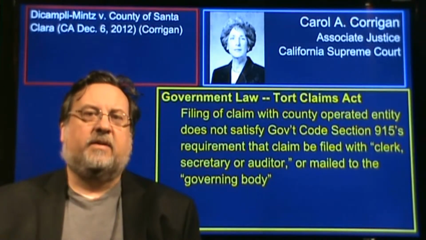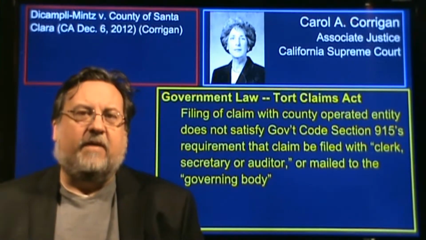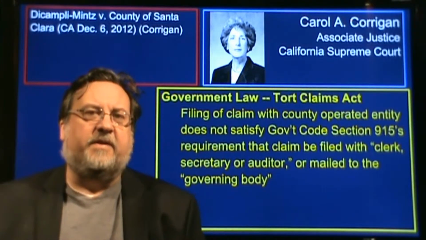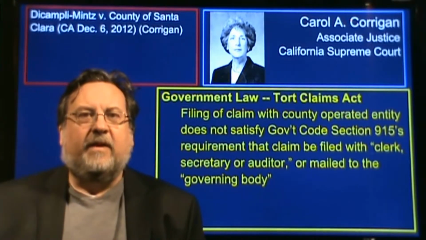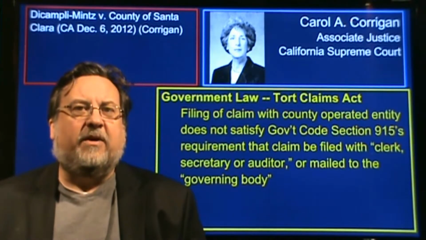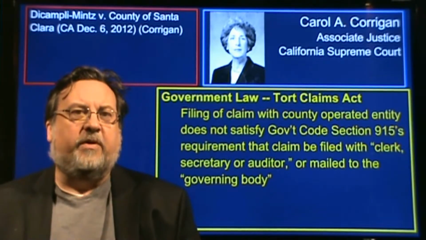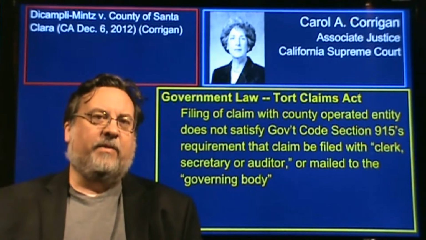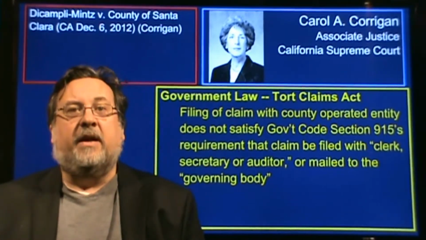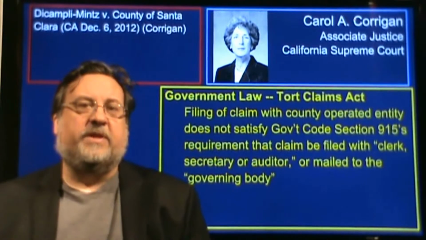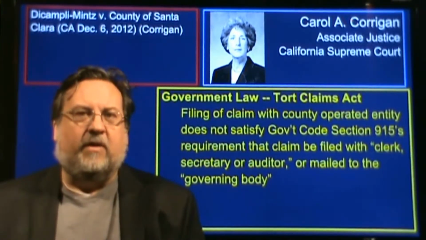Unfortunately for counsel, Section 915 of the Government Code clearly specifies that a claim must be presented to a local public entity by, quote, delivering it to the clerk, secretary, or auditor, or by mailing it to one of these officials or to the governing body. You don't give it to the risk management department. A misdirected claim shall be deemed to have been presented in compliance if it's actually received by the clerk, secretary, auditor, or board.